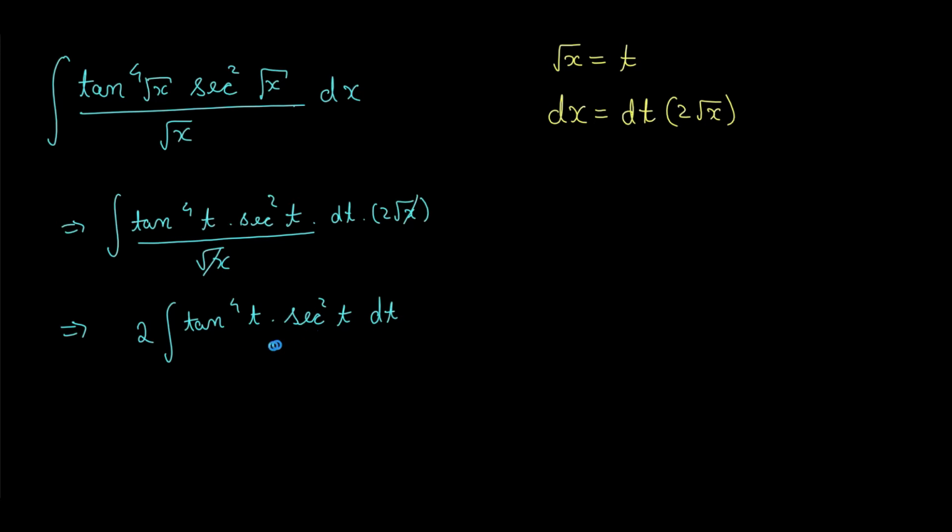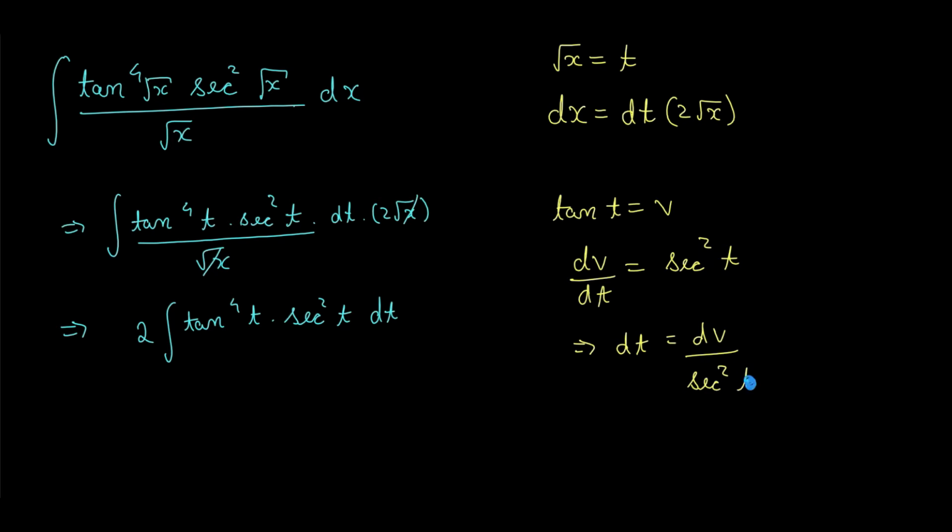Now we are going to make use of another substitution, which is going to help us simplify this equation even further. So we are going to equate tangent t equals a variable, let us say v. We differentiate it on both sides with respect to t, so we get dv over dt equals the derivative of tangent, which is secant squared t, and then dt from this equation equals dv over secant squared t.